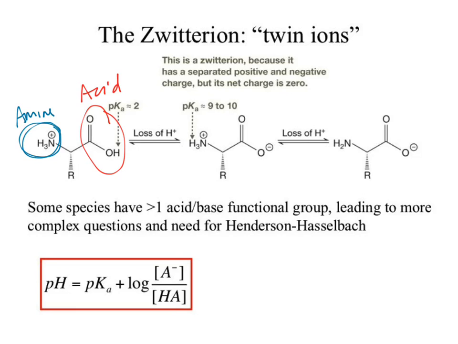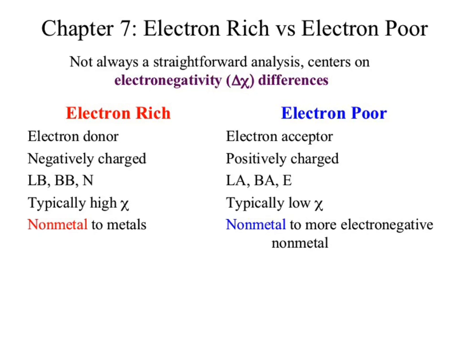So if you were asked to decide which state is more populated, the protonated state or the deprotonated state, you'd have to know the pH and the pKa's, and you'd look at this big old long Henderson-Hasselbalch equation.